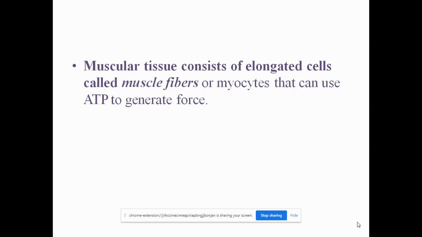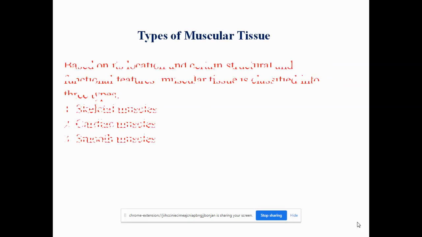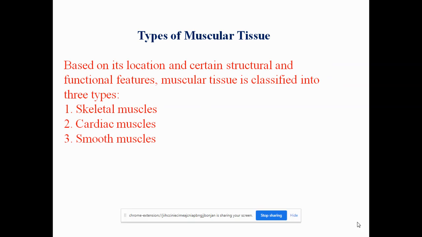So muscular tissue consists of elongated cells called muscle fibers or myocytes that can use ATP to generate force. Let us see the different types of muscular tissues. Based on its location and certain structural and functional features, muscular tissue is classified into three types. What are they? They are the skeletal muscles, cardiac muscles, and smooth muscles.